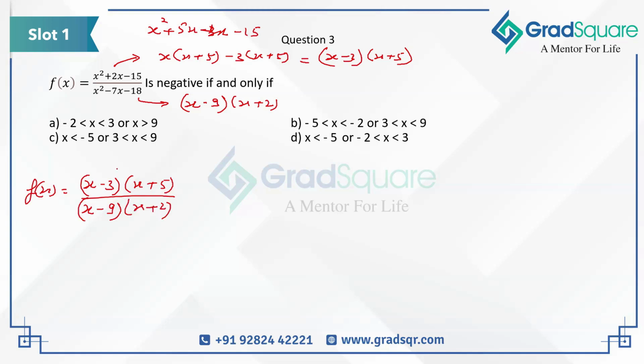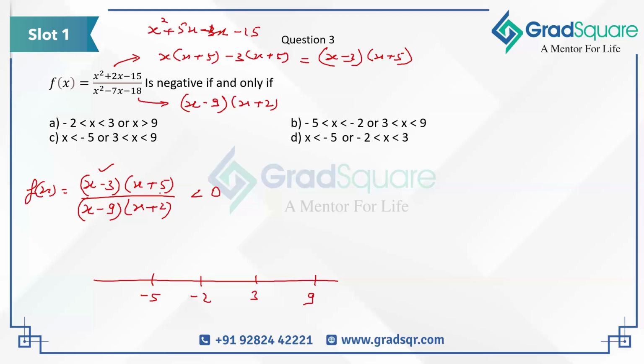Now this is a product of two numbers in the numerator, a product of two numbers in the denominator, and you want this to be negative, correct? Which is less than 0. Now understand, if you look at x minus 3, where is x minus 3 positive? x minus 3 is positive when x is greater than 3. So plot your value of 3 on the number line, and any value of x greater than 3 will be positive. x plus 5 will change its value at x equals minus 5. Anything greater than minus 5 will be positive, less than minus 5 will be negative. Same, x minus 9 is going to change its value at x equals 9, and x plus 2 is going to change its value at x equals minus 2.